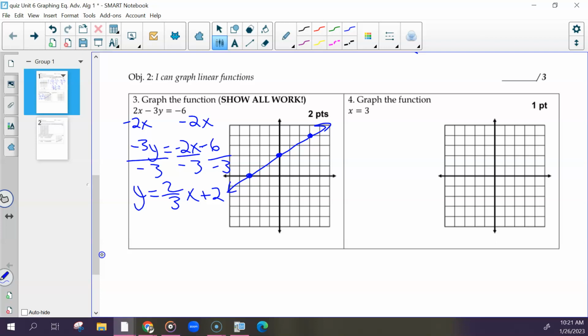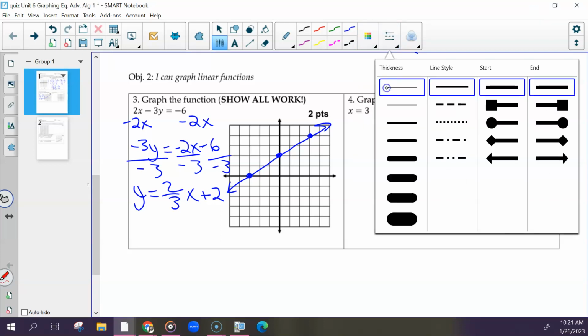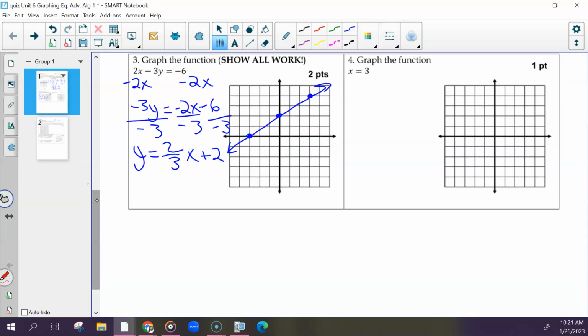Not many of you, but some of you did it the x and y intercept way instead, which is fine, but if you're doing it this way, you should only have 2 points. So take your 2x equals -6, solve for x, plot that point at -3, and then do the same thing for your y term, -3y equals -6. Divide both sides by -3, and then plot that point.